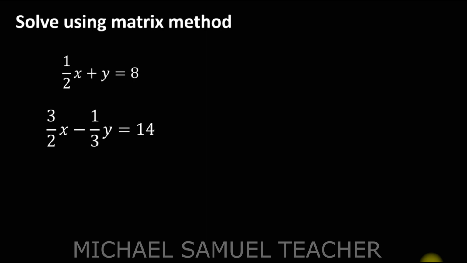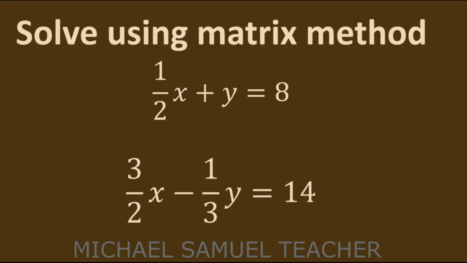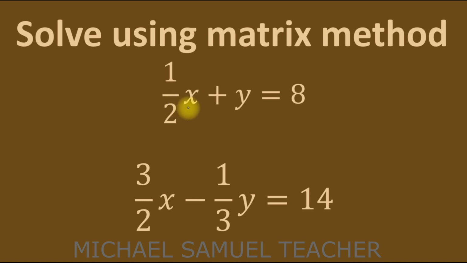Lesson. We are going to learn how to solve simultaneous linear equations using the matrix method. So we have these equations: a half x plus y is equal to 8 and 3 over 2 x minus a third y is equal to 14. So we need to use the matrix method, and I will show you step by step, and by the end of this lesson you'll be able to use the matrix method to solve any kind of simultaneous linear equation. So let us begin.